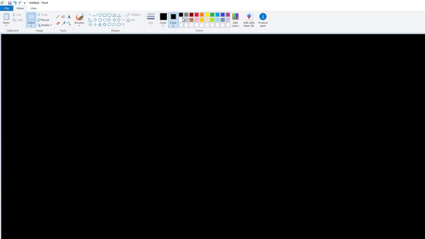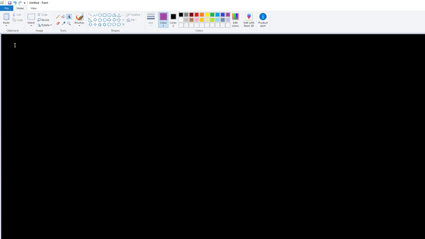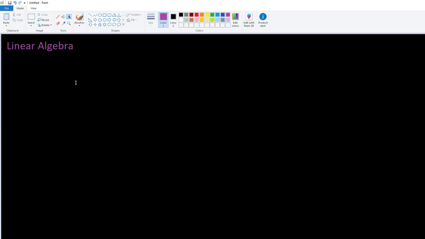So let's choose, like, purple font. Okay, so linear algebra. Linear algebra is a study of linear equations. We're going to be going through chapter 1 of the book.